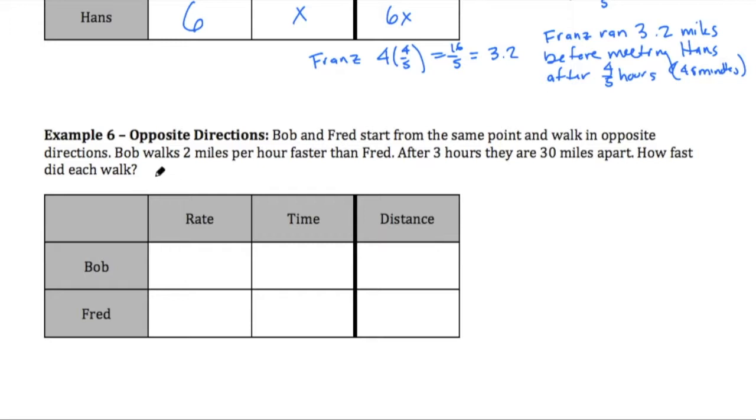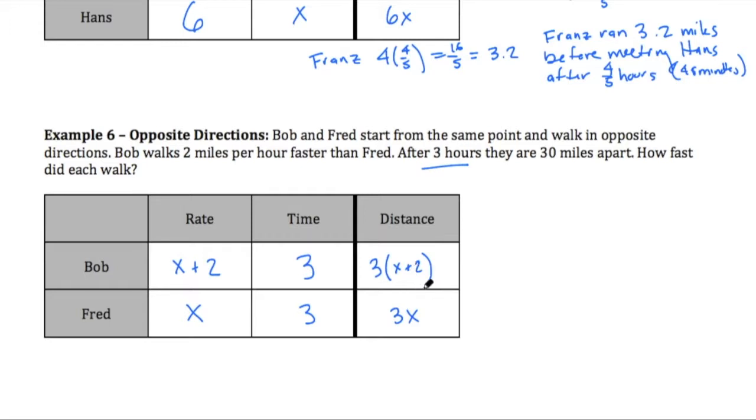Now it says Bob walked 2 miles per hour faster than Fred. So I'm going to let x be Fred, and Bob then must be x plus 2. Well, we know that they both walked for 3 hours, so that's our time. So what would our distance be? Well, rate times time is distance. So here, 3 times x plus 2, and here, 3x. So those are the distances that Bob and Fred both traveled.